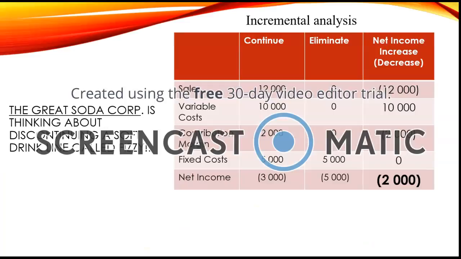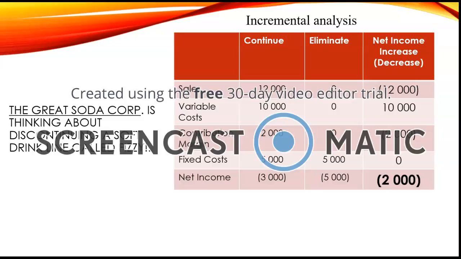Here is an incremental analysis for the Great Soda Corporation. This company is thinking about discontinuing a soft drink line called Fizzy. Let's look at what will happen in this situation if the company continues to produce and sell the soft drink Fizzy. Managers expect to be able to sell just 1,200 cases of Fizzy this year at a price of $10 per case. The cost of making Fizzy is shown here.